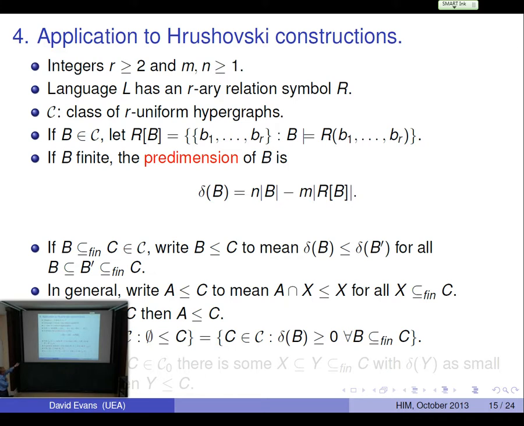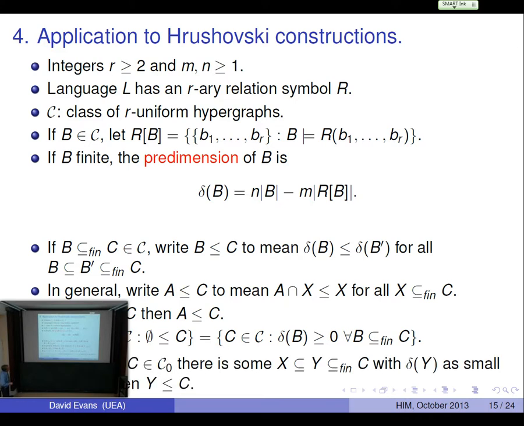Okay, so in C0, the finite substructures are very sparse. Yeah? Because let's just look. So what does it mean for delta B to be greater than or equal to 0? That means that the number of relations on B is at most n over m times the number of points in B. Yeah? So they're quite sparse hypergraphs, but they're interesting nevertheless.